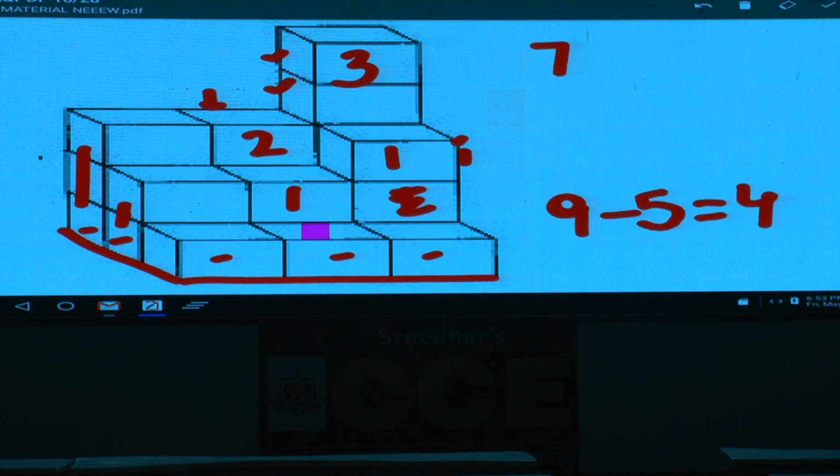4 were there. Among these 4, now 1 counted here, 1 counted here, 1 counted here, 1 counted here. All the remaining 4 were already counted. Hence nothing to add to this one. Hence finally there are 7 hidden. Clear now? And this is about question number 8. 7 is the answer.